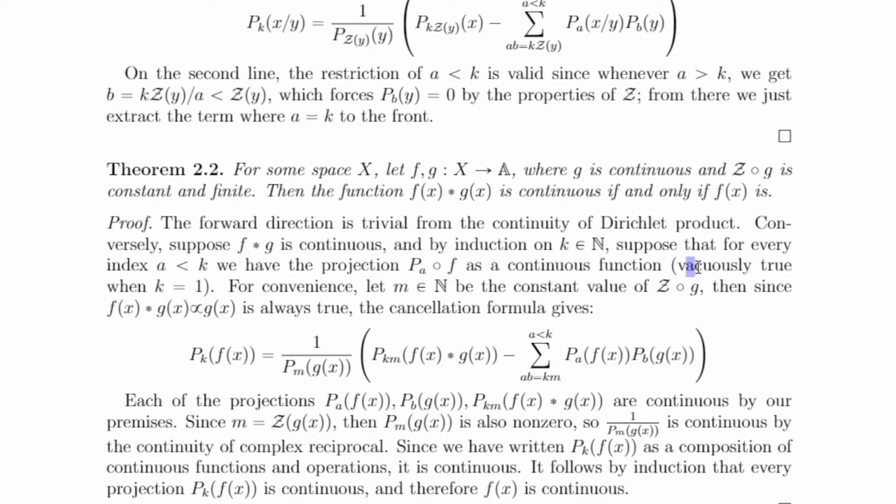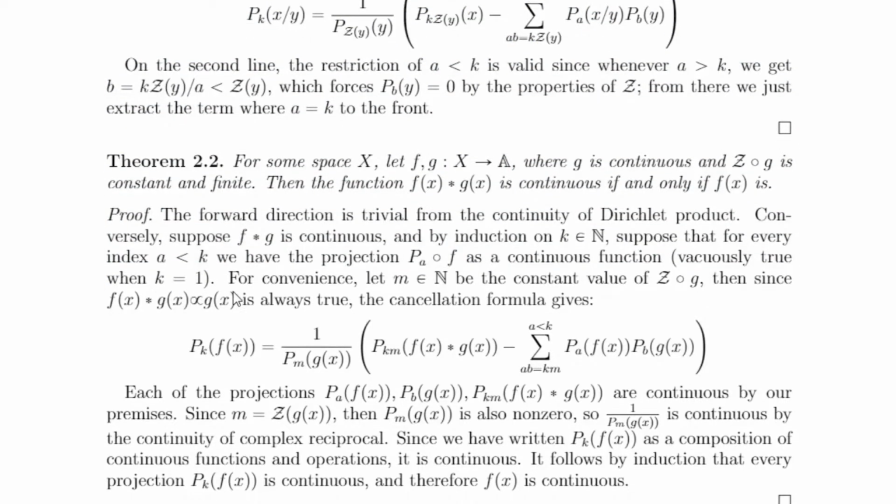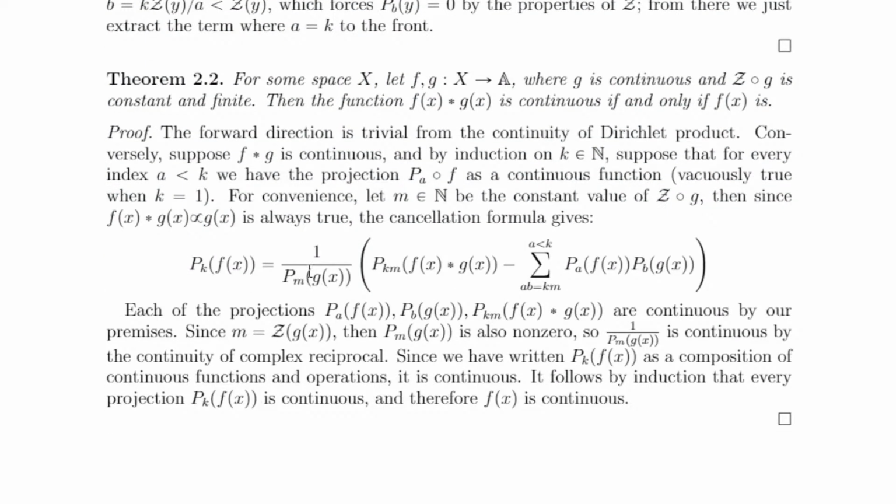Of course, this is vacuously true when k equals 1, and the reason is that if k is 1, there are no positive integers a less than k. Very useful. So we don't have to do a complicated base case. We get our base case for free. If k is 1, then our inductive premise is automatically true. And so we take this as our premise, and we're going to prove that the kth projection is continuous.